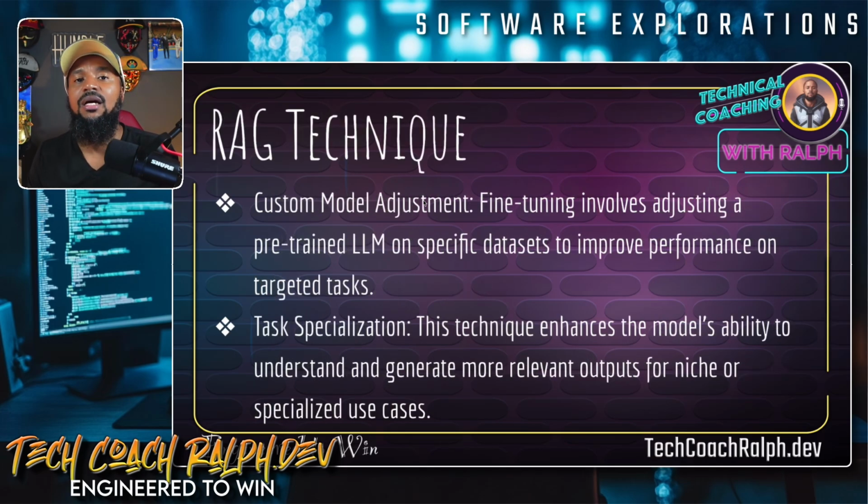Now, the RAG technique, custom model adjustment. Fine-tuning involves adjusting a pre-trained LLM on specific datasets to improve performance on targeted tasks. And it also has task specialization. This technique enhances the model's ability to understand and generate more relevant output for niche or specialized use cases. So let's say you're a QA engineer. You can have a model that is specialized for quality. Maybe it's like how to report defects, different testing techniques that you should follow, things like that. And it can even have more customized information based on what the company does, you know?